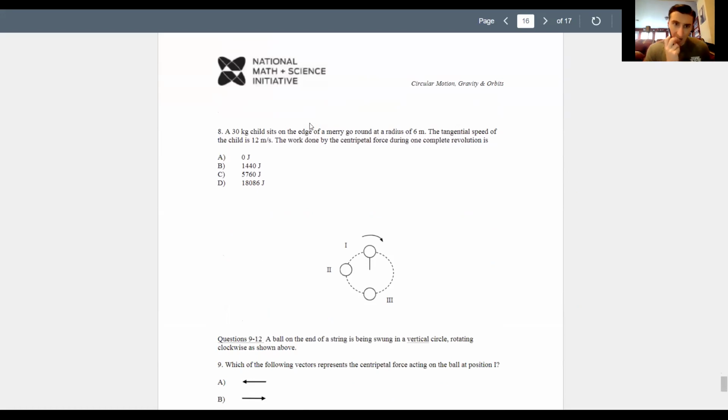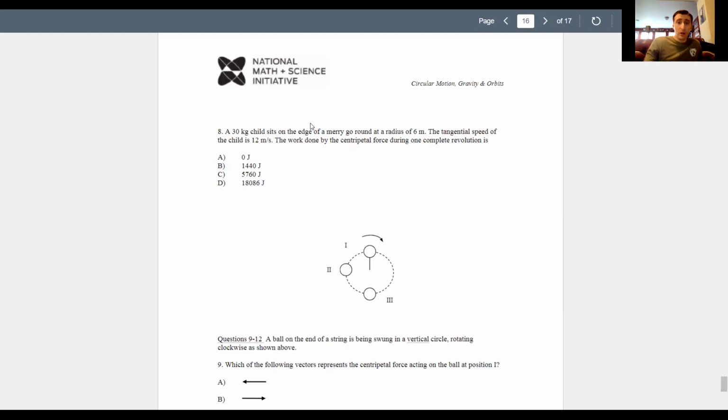Okay. A child sits on the edge of a merry-go-round, radius 6 meters. The tangential speed of the child is 12 meters per second. Oh, okay. Yeah. We're not going to do this one. I'm going to do it just so I have this and it's complete, but you don't need to know this for the class. The work done by the centripetal force during one revolution is this.